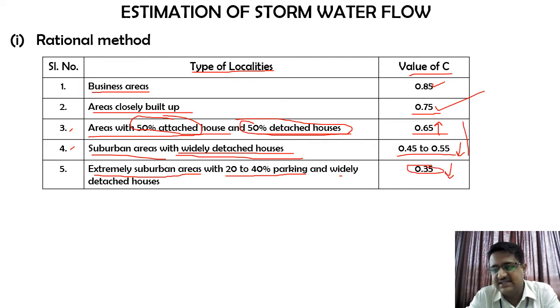The reason is, as and when you give more scope for infiltration to occur, the quantum of runoff is going to be less. So these different values of C can be used for the design of any of the runoff systems that are going to be there.